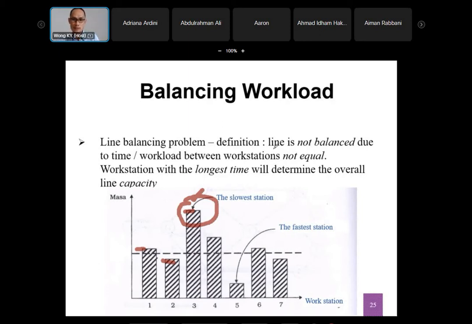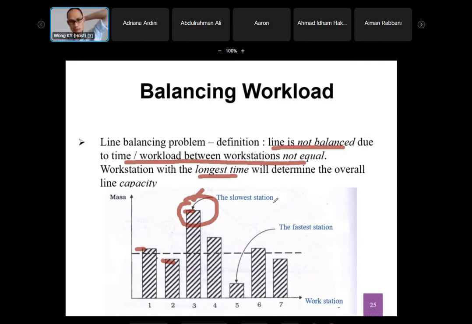So I repeat what I said: the line is not balanced because the time or the workload between the workstations is not equal. Because of that, the workstation with the longest time, which is workstation 3, will determine the overall capacity of the assembly line.